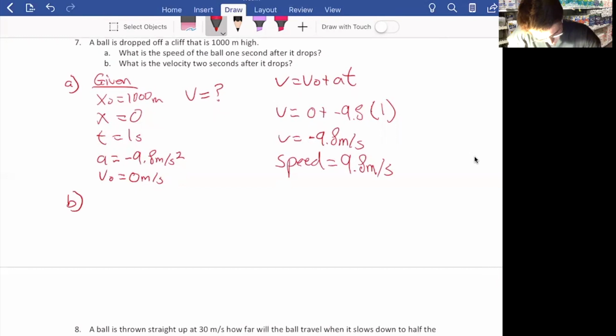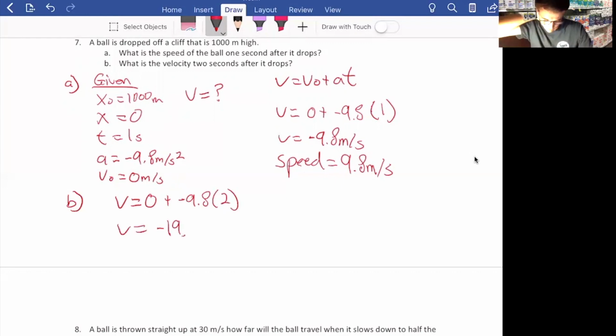Okay, and B. So what's B? B is similar, right? We have all the same givens. The only thing is our time is 2 seconds. So let's plug it in. So what is the final velocity? Initial velocity 0. Same acceleration. And then it's just 2 seconds. So our velocity is going to be, what is it, 19.6, I think. Yeah, 19.6 meters per second.